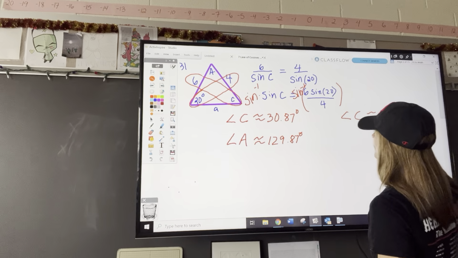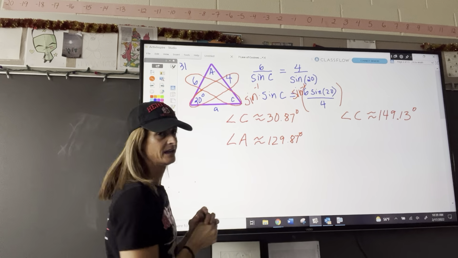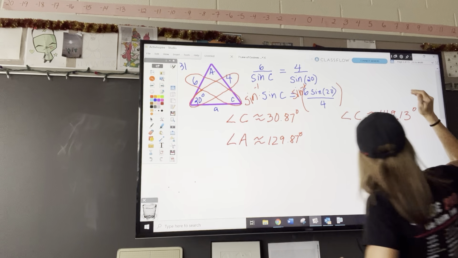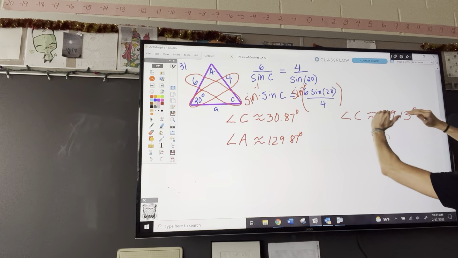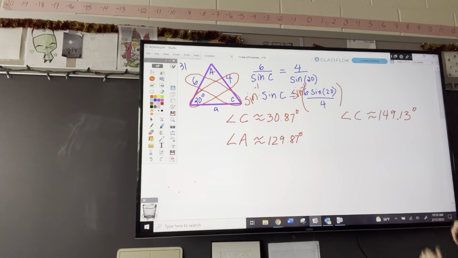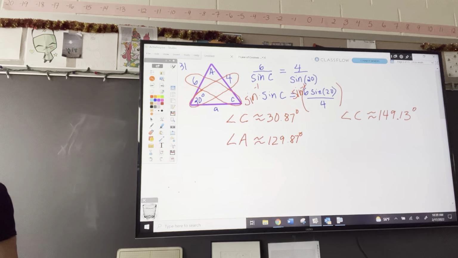So now we have to say, all right, C could be this, so here's what the angle A is, and here's what the side A is, which we haven't found yet. Or C could be this, so now we can also find, based on if C is this, what angle A would be, and then what the side length A is. That's it, that's the hardest part. It's not too bad, right?